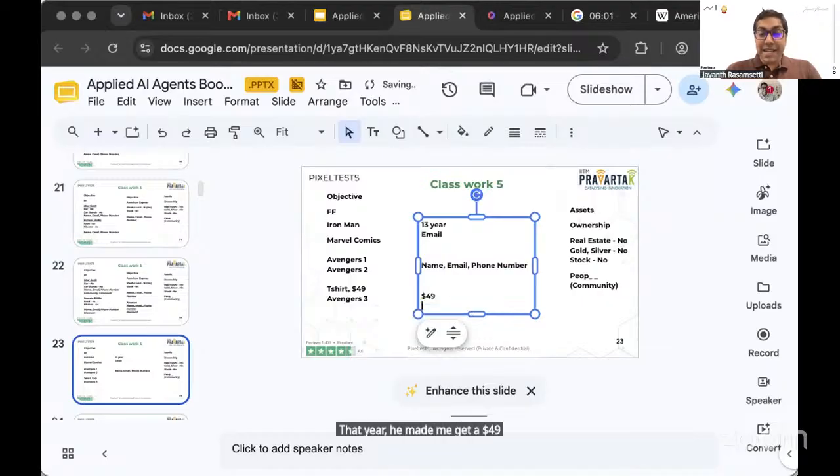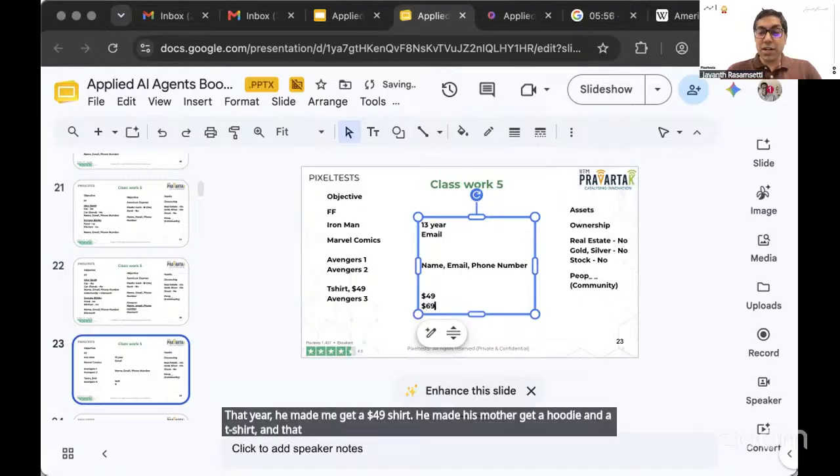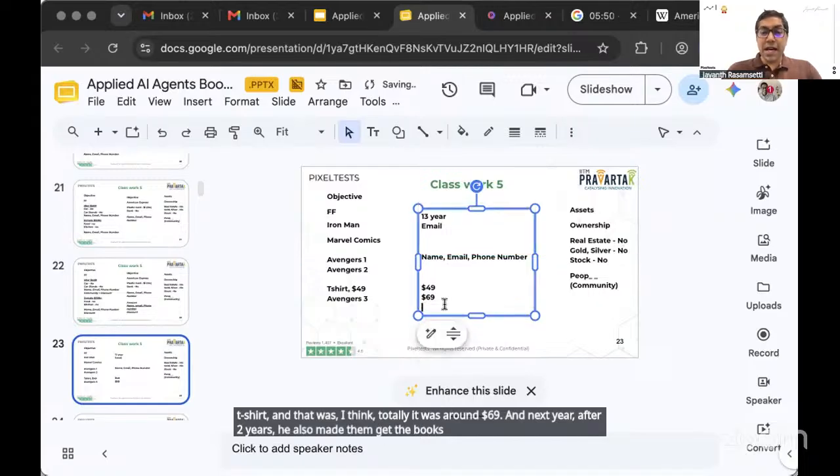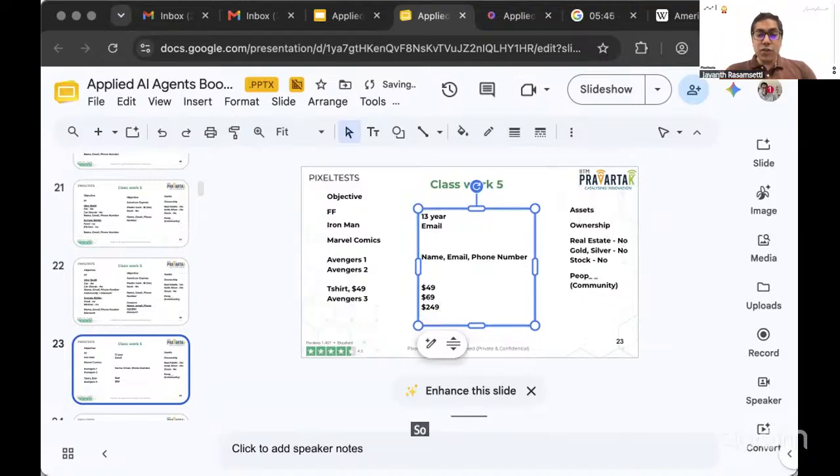He made his mother get a hoodie and a t-shirt. And that was, I think, around $69. And next year, after 2 years, he also made them get the books, Avengers comics or books. That entire set of books was $249 or something. So the entire sale, if you look at it, was around $450 or something, all the merchandise.